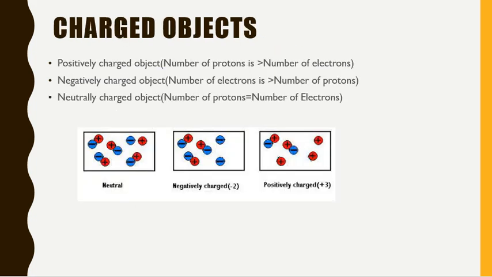Normally objects are neutrally charged, but we also have cases with positively charged objects. What can we say about positively charged objects? The number of protons is bigger compared to the number of electrons. What about negatively charged objects? The number of electrons is bigger compared to the number of protons. What about a neutrally charged object? The number of protons is equal to the number of electrons.